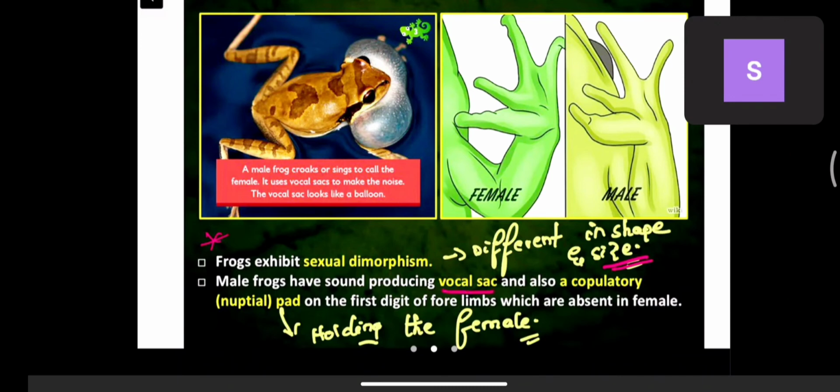Vocal sac means what? In the rainy season mostly, you can see frogs singing songs. For singing the songs, these vocal sacs are responsible. They sing songs more beautifully so that they can attract the females. So this structure which you are finding here is that vocal sac with which they produce the sound. Are you able to understand?